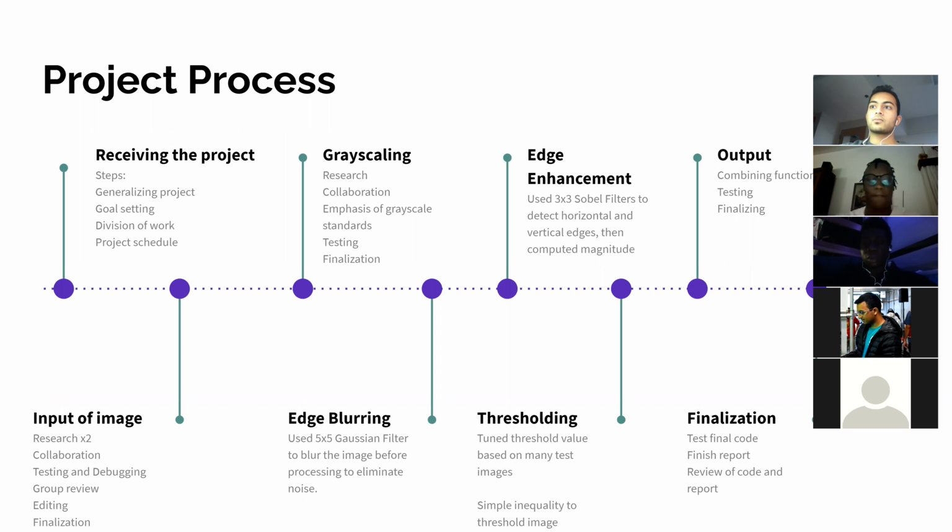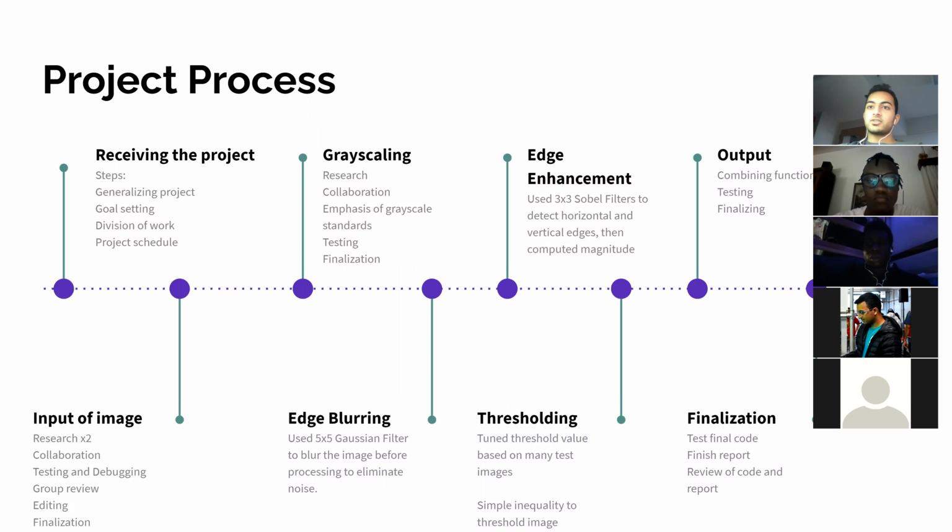And using that same function, we applied edge enhancement filters like Sobel in both the horizontal and vertical direction to detect the edges. And then after all those edges are detected, we compute the magnitude of the edges in both directions to get the edges for the whole picture.